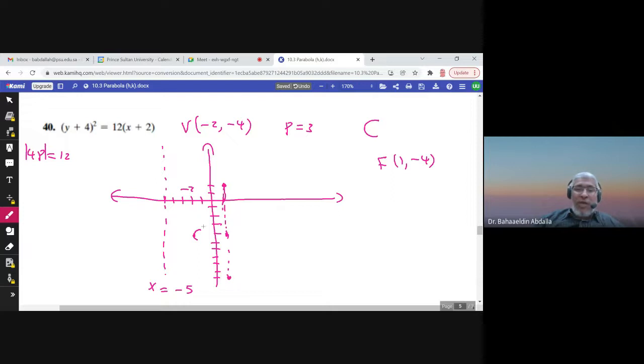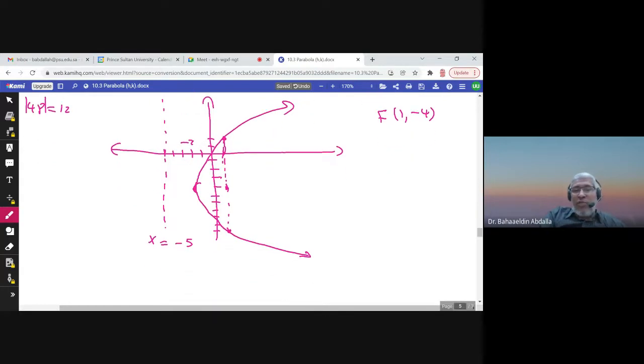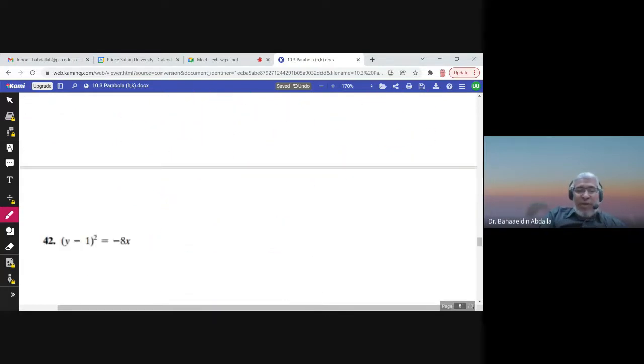So these are the endpoints of the latus rectum, and you can sketch the graph of the parabola and make sure of the x-intercepts and the y-intercepts. Put x = 0, put y = 0 to have an accurate graph.